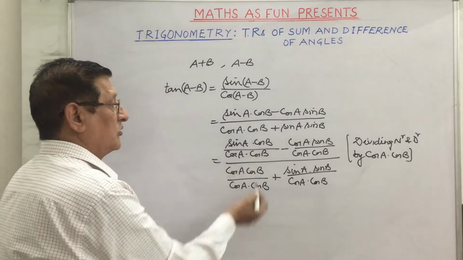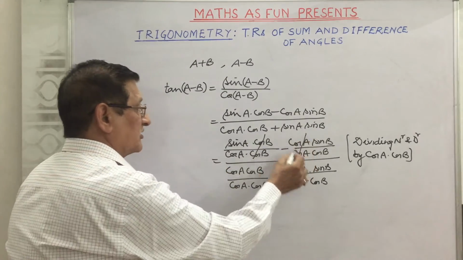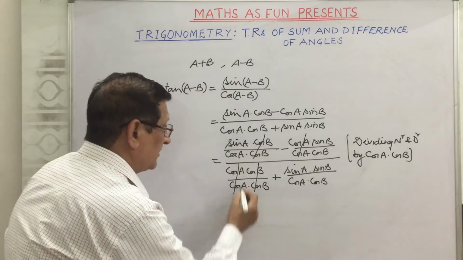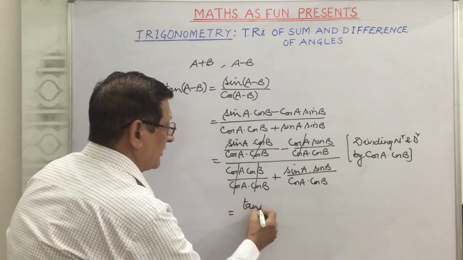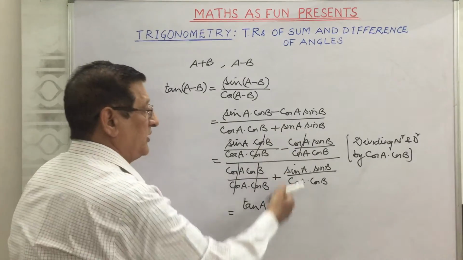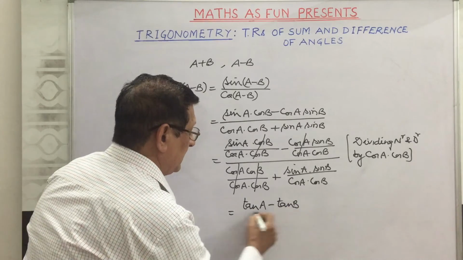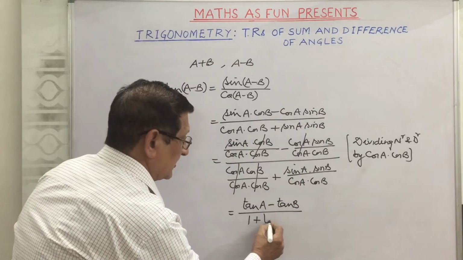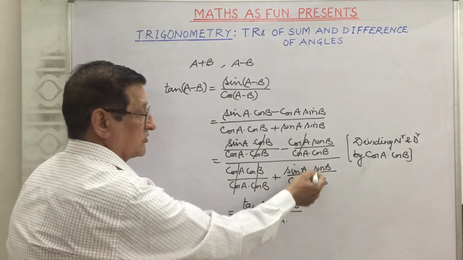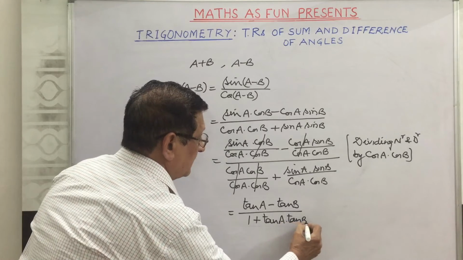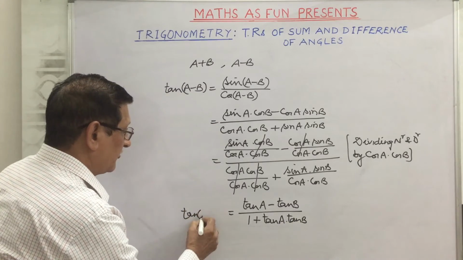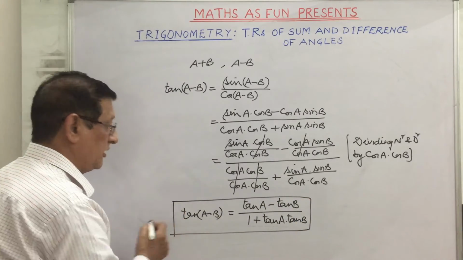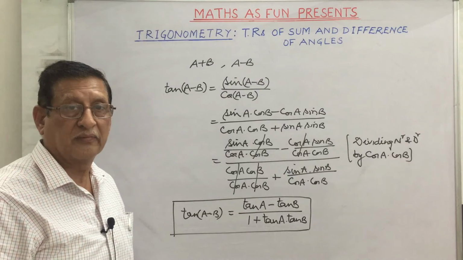And we find here cos B and cos B cancel, here cos A and cos A cancel, here both cancel, and then we get sin A upon cos A, that is tan A, minus sin B upon cos B, that is tan B, upon 1 plus sin A upon cos A, tan A, into sin B upon cos B, that is tan B. So we've got the formula now for tan A minus B, and that is tan A minus tan B upon 1 plus tan A into tan B.